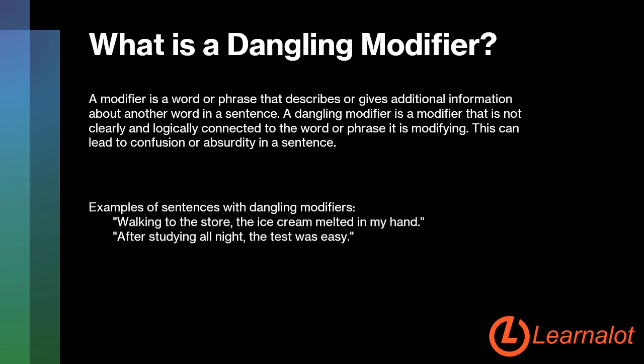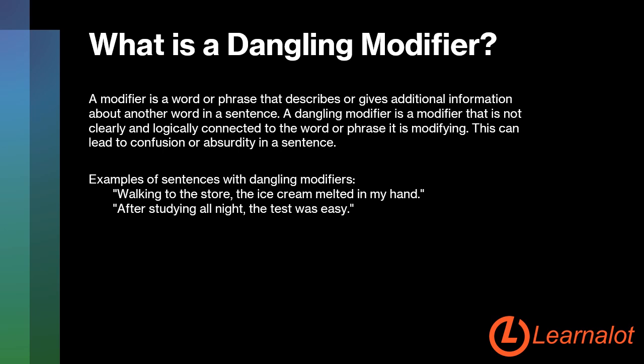Let's look at an example of a sentence with a dangling modifier. Walking to the store, the ice cream melted in my hand. Can you tell what the problem is with this sentence?